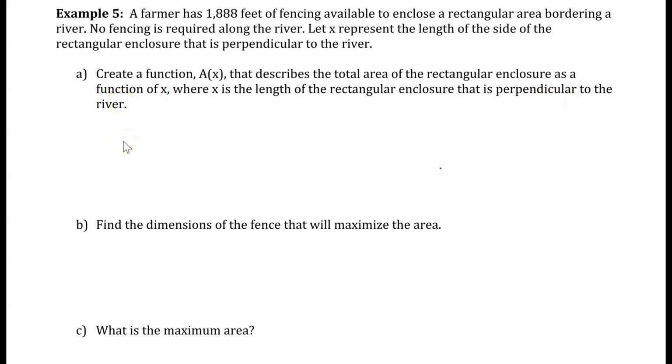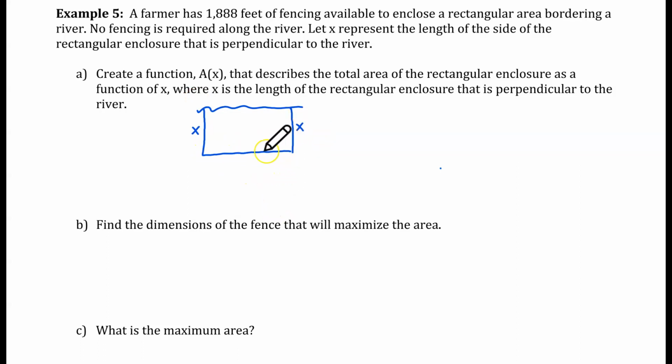So to do this, let us first draw the figure to illustrate our problem. For instance, this is your river, and then you have the rectangular enclosure here. It says here that you use X to represent the length of the rectangular enclosure that is perpendicular to the river. So we're referring to this side here. Now, if this is the side X, that means this side here is also X because it's a rectangle.